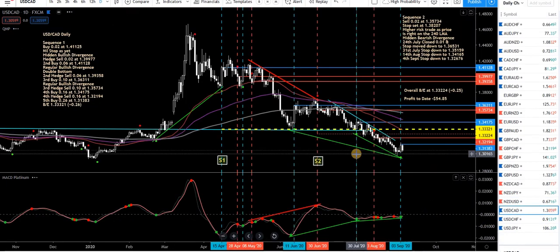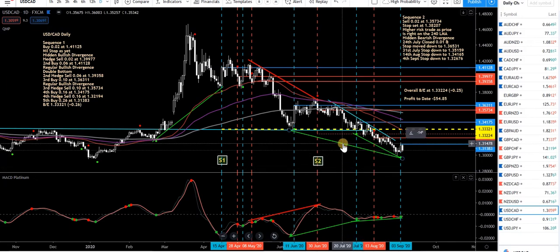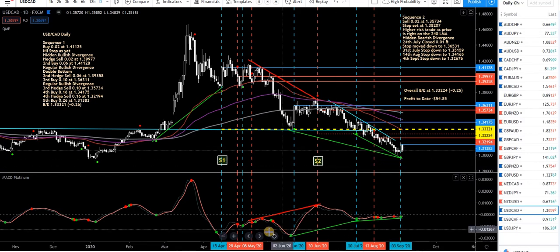USD CAD. This one's giving me a bit of grief, but it's not too bad. The news sort of stuffed me up on Friday.